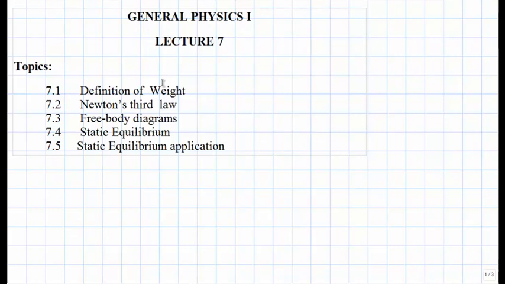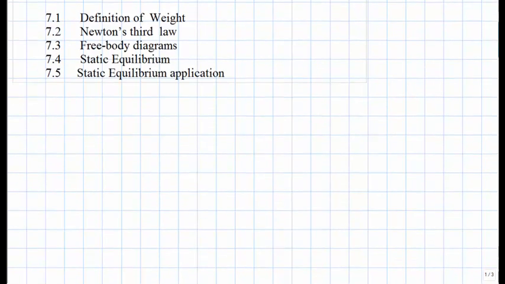Welcome, everyone. During this lecture, we'll introduce the definition of weight, Newton's third law, free body diagrams, static equilibrium, and we'll also examine a static equilibrium application. Let's begin with the definition of weight.